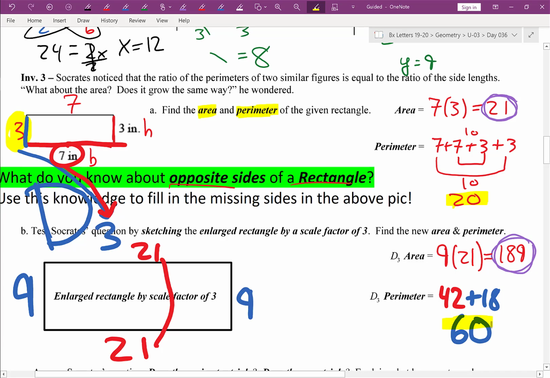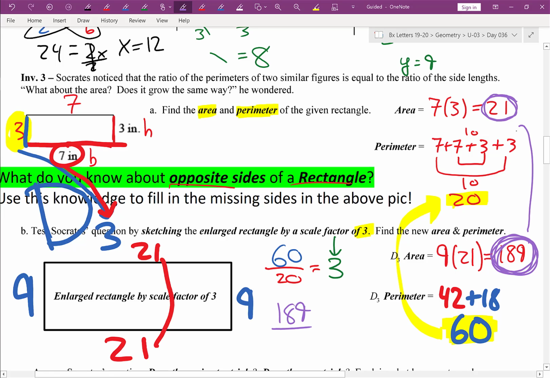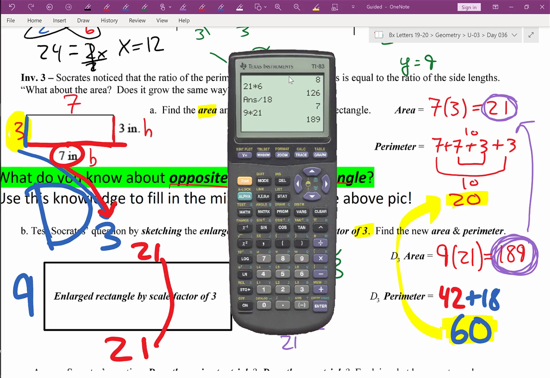So now I can see that my perimeters are 60 and 20. And remember, my scale factor was 3. So if I compare my perimeters with a ratio, if I do 60 over my original 20, I can see that spits out my scale factor of 3. But now, when I compare my areas, when I do the image 189 over the original 21, I am not going to get 3. I know I'm going to get 9.